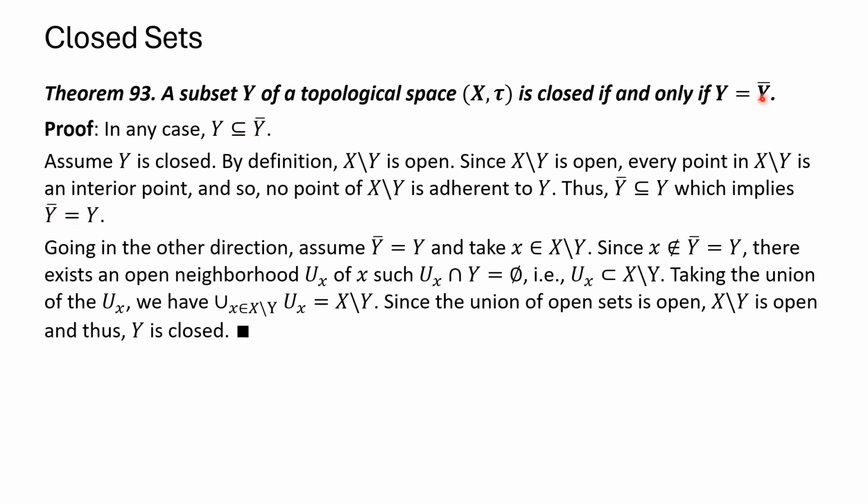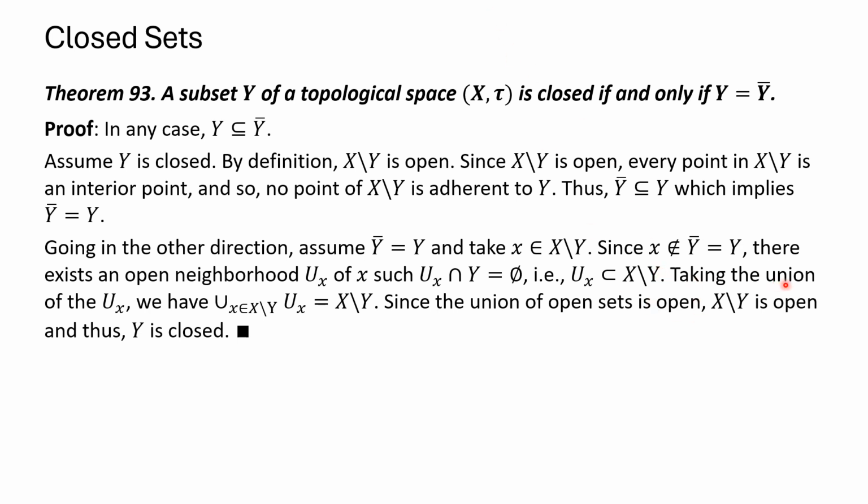Then going in the other direction, assume that Y closure equals Y, and take any x in the complement of Y. Since we have this equality here, we know that x is also not an element of the closure of Y. So there exists a neighborhood U sub x of x, for every x in the complement of Y, such that U sub x intersected with Y is empty. In other words, U sub x is a subset of the complement of Y.